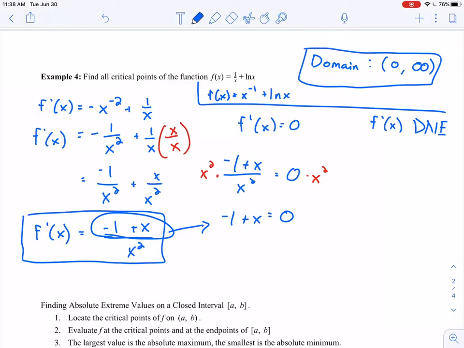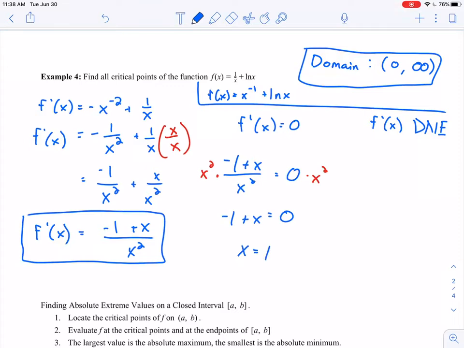So one shortcut you can take, this only works if you have one single fraction, which is why I think it was so helpful to find a common denominator. One shortcut you can take is you can just take the numerator, negative 1 plus x, and set that equal to 0. You'll get the same exact solutions. Just one fewer step to take. But in this case, I'll add 1 to each side. I end up with x equals 1.